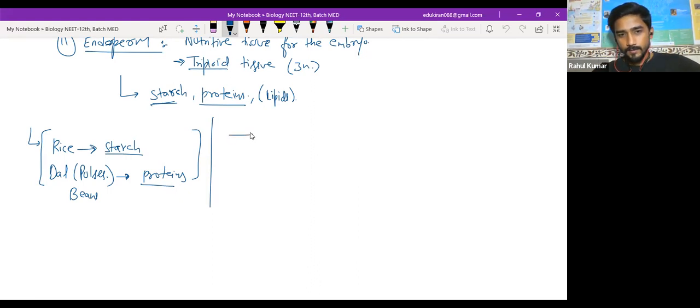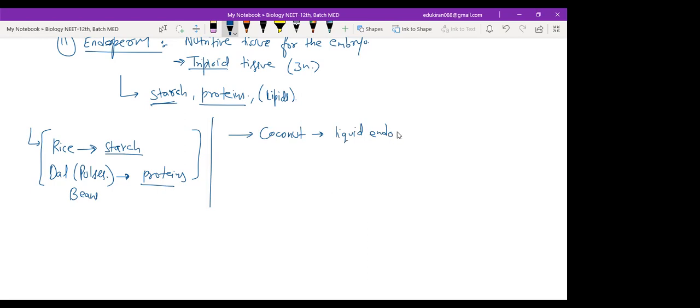And one question that has come on endosperms is about coconut. Do you know that the liquid part of a coconut, the coconut water, is actually not water? It is a liquid endosperm. Yes, that is what we drink.